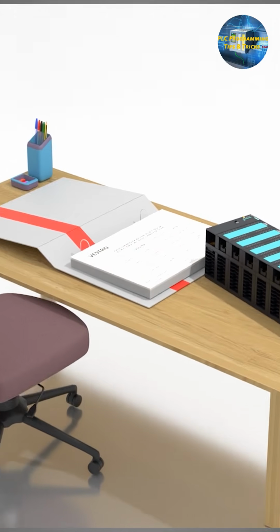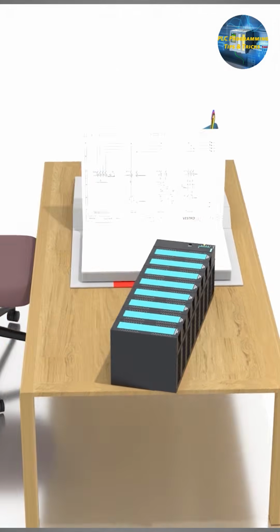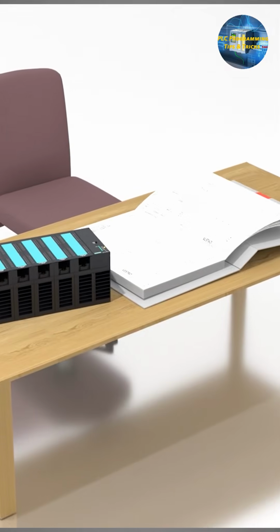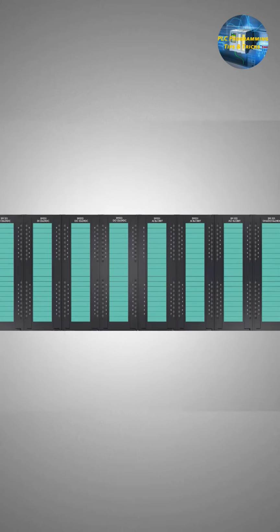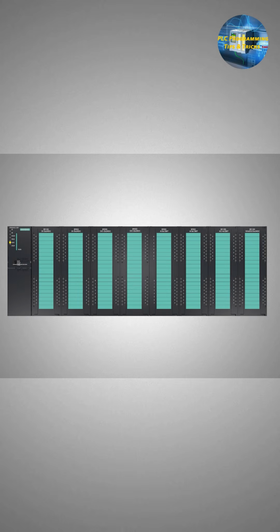Welcome to part 3 of the video tutorial series How to Read Electrical Diagram. In today's tutorial we will learn how to read and understand the wiring for the PLC outputs, and that includes digital outputs and analog outputs.